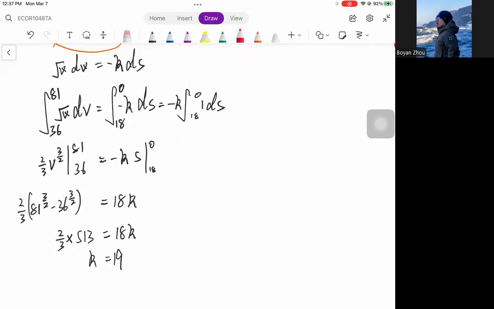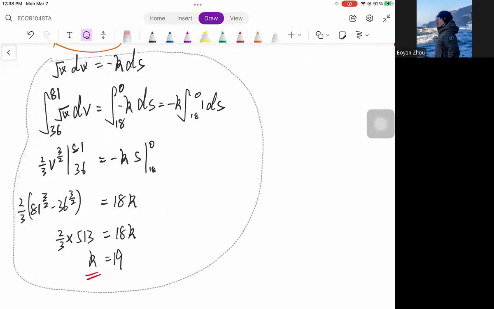So now we have the K here. I'm gonna make this one smaller.